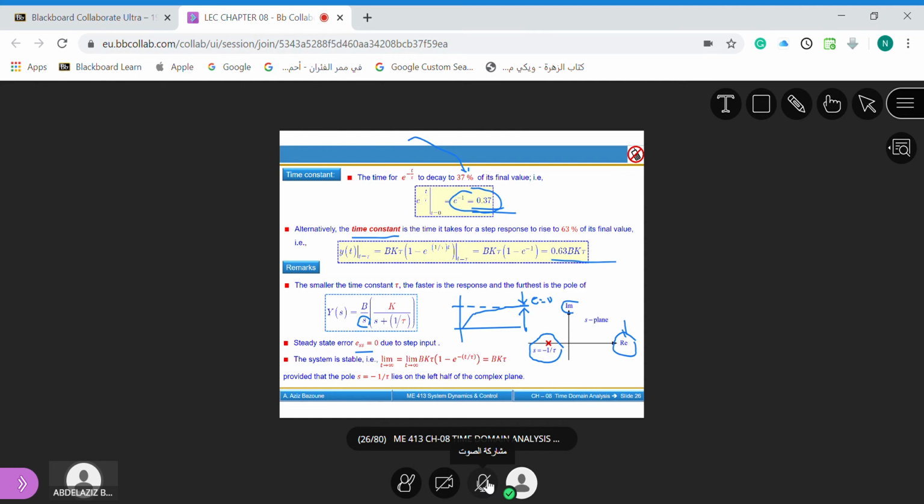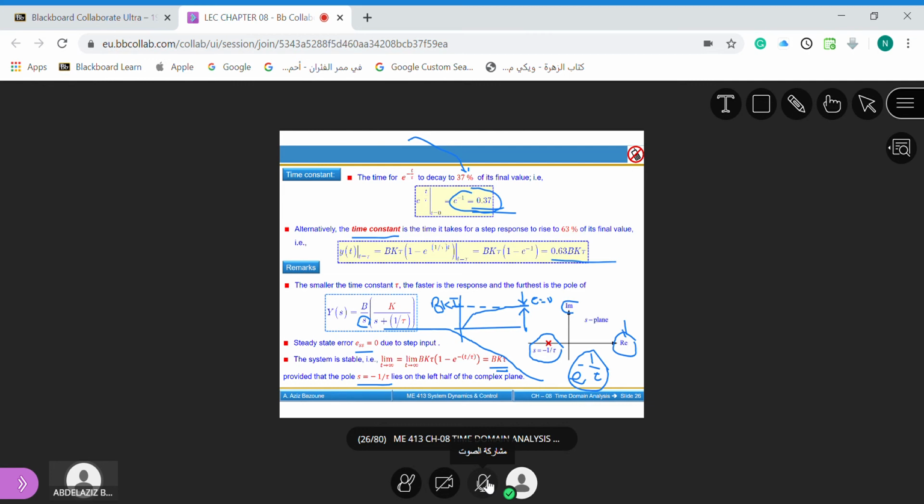Now the system is stable, where we define this one to be b tau, provided that s equal to -1 over tau lies in the left-hand s plane. Because if it is here, we will have an exponential with a negative exponent, exponential -t over tau. When you find the inverse Laplace transform of this one, it will be exponential -t over tau. So as long as the pole is on the left-hand side, you don't have any problem because it will be converging to a value.